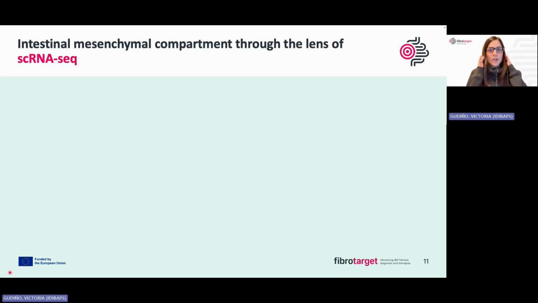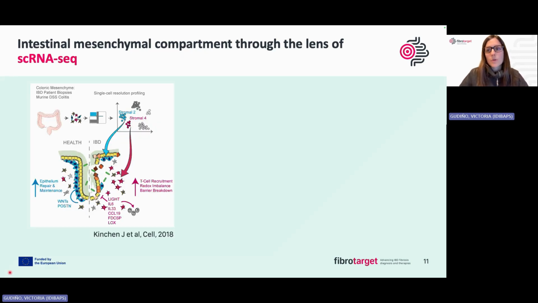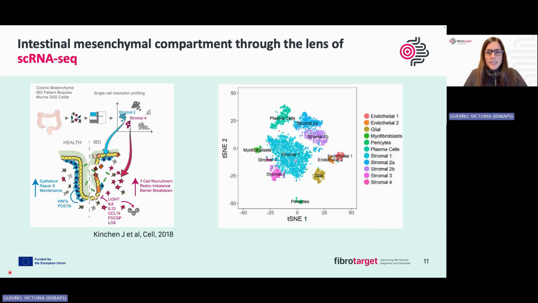So clusters are annotated based on differentially expressed genes from one cluster to the rest of the data. And the first characterization of the intestinal stroma compartment by single-cell RNA-seq in inflammatory bowel disease was published in 2018 by James Kitchen from Alison Simon's lab. What they did was to sequence colonic biopsies from healthy patients and patients with IBD, conducting a tissue digestion to enrich for the mesenchymal compartment. In this analysis, they identified 4 types of fibroblasts and characterized their gene markers and location in the tissue.